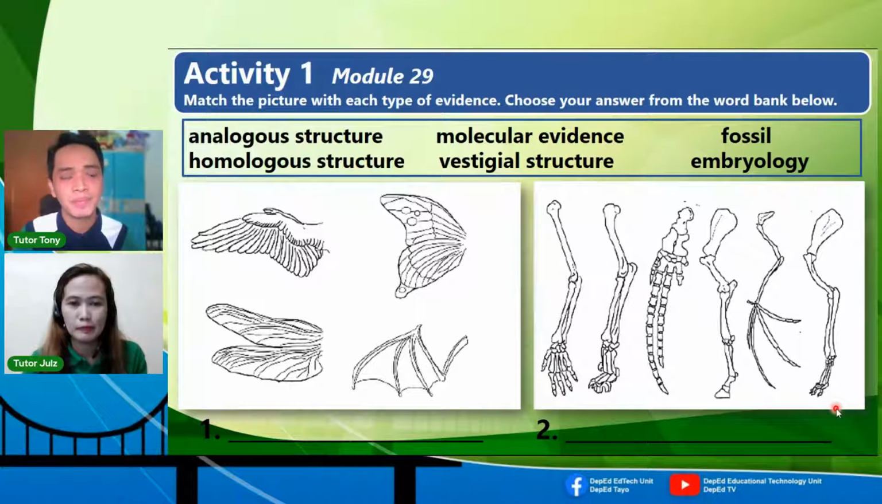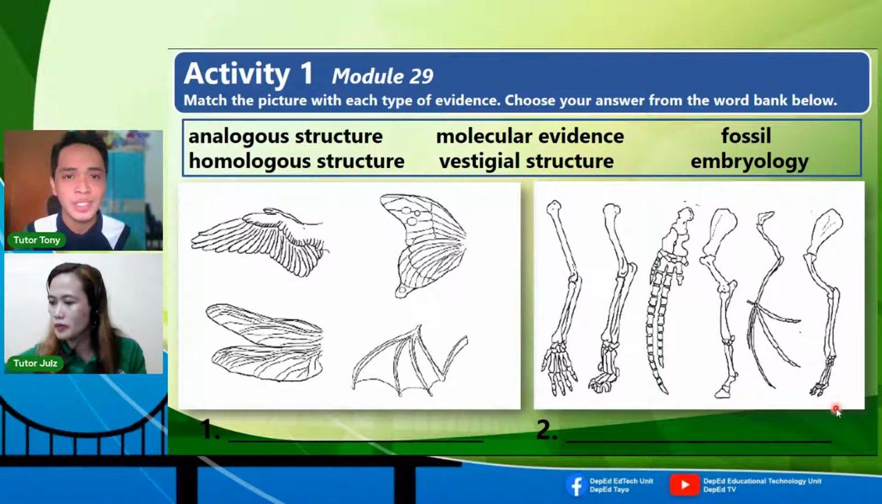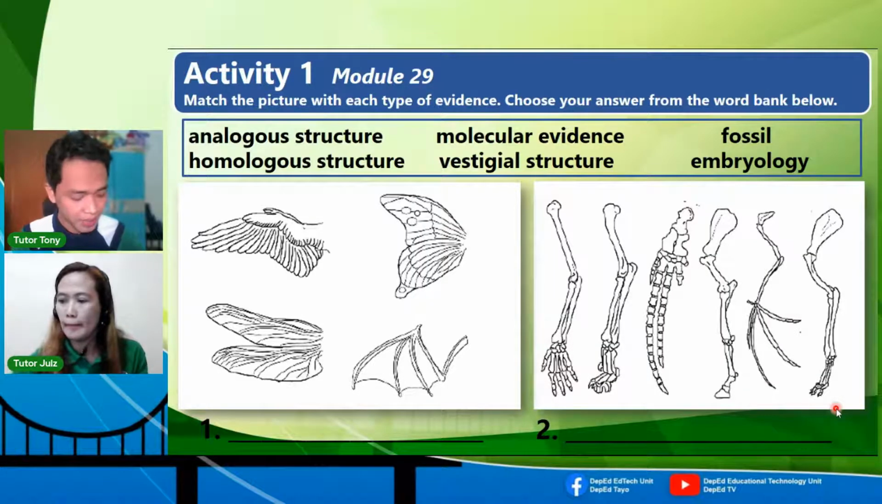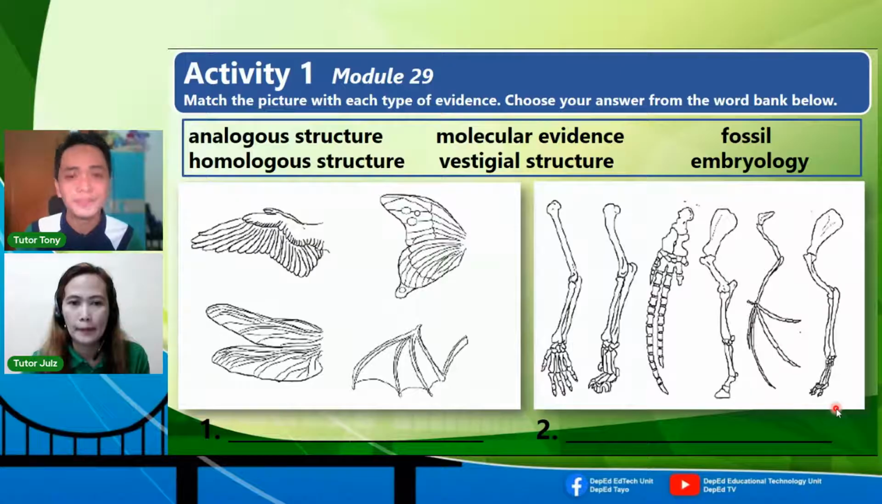Mga ka-ELS, time for you to answer now our Activity 1, Module 29. You just have to match the picture with each type of the evidence that we have discussed. Choose your answer from the word bank below. Your choices again are analogous structure, homologous structure, molecular evidence, vestigial structure, fossil, and embryology. Napakadali nito, no?